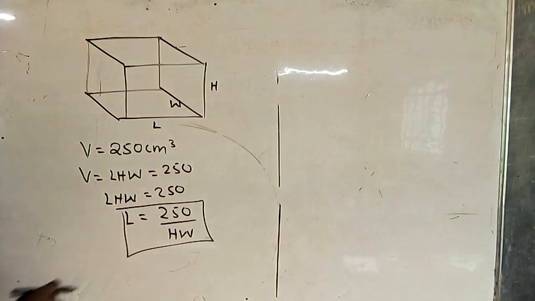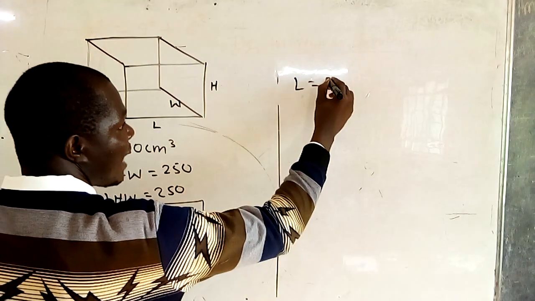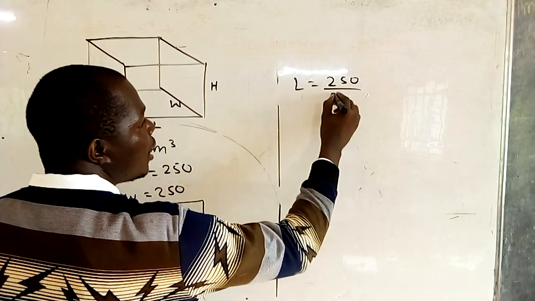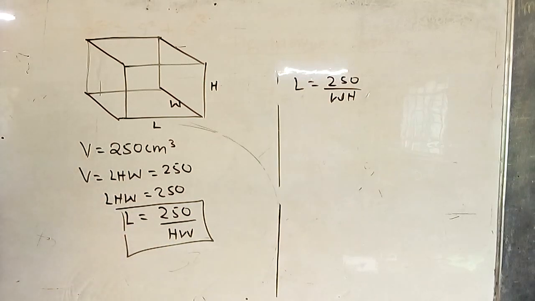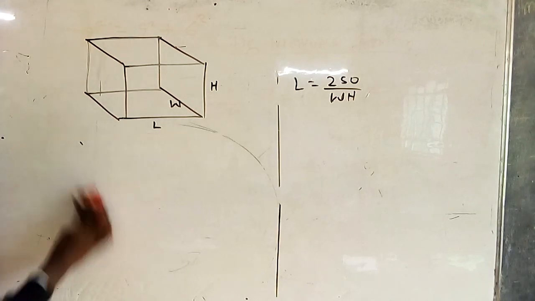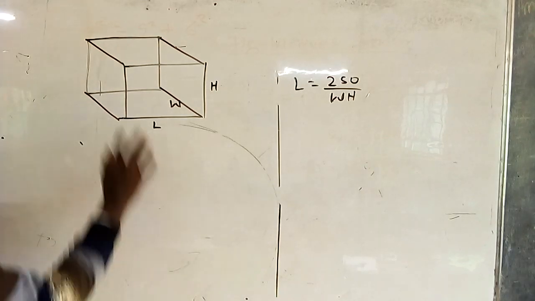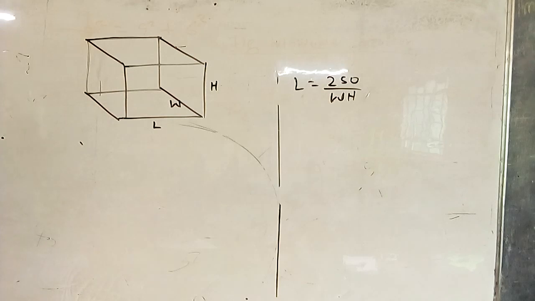So what is this surface area? We found L is just 250 over WH, or you can use W to be the subject or H to be the subject, whichever you choose. What do you want? You want the surface area. So how do you get the surface area of an object? You were told with canvas covering on the top, back, and sides.